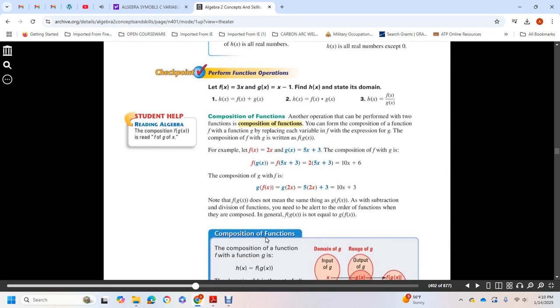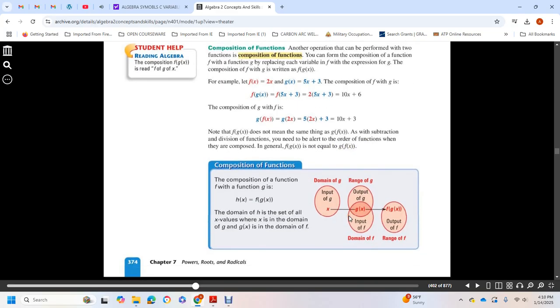Note that f of g of x does not mean the same as g of f of x. As with subtraction and division of functions, you need to keep the order of functions when they are composed. Generally, for functions f and g, the composition f of g of x is not equal to g of f of x. The composition of a function f with a function g is h(x) equals f of g of x. The domain of h is the set of all x values where x is in the domain of g and g(x) is in the domain of f.